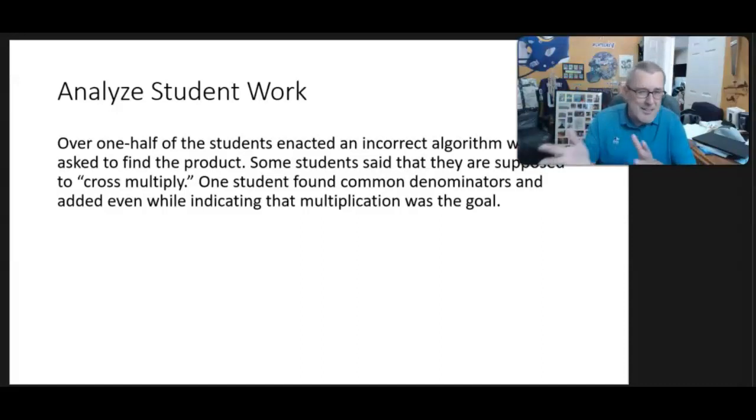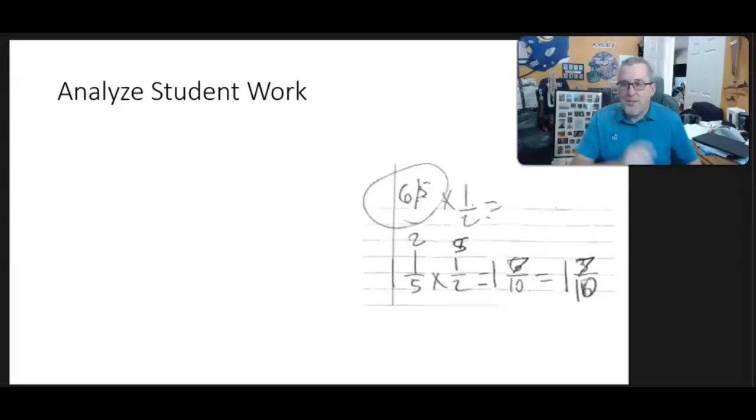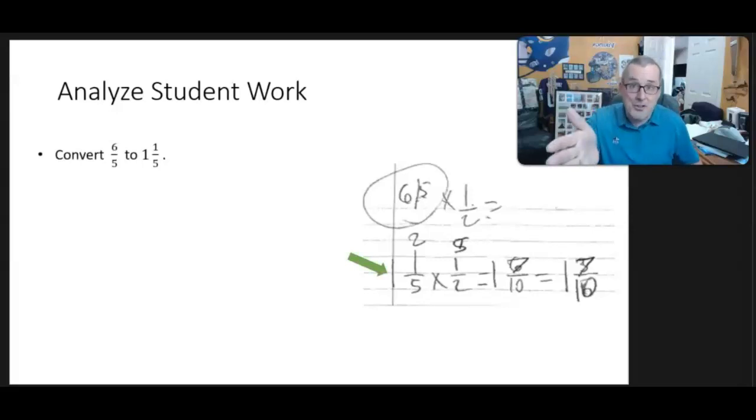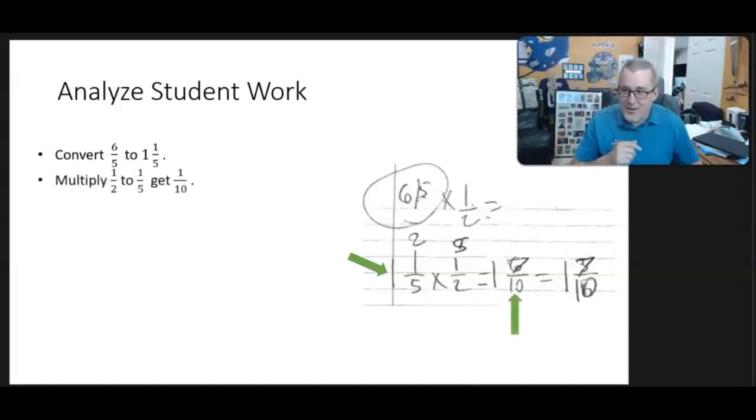I challenged them. I said, what is the problem? Wait, I'm multiplying, so I need a common denominator. And you don't. Half of 6/5 is just 3/5. So we have a problem here with students just learning to kind of blindly follow the rules. In fact, one student did this. He said, first of all, I have to take 6/5 and make it 1 1/5, which is true. You can see that there in the arrow. And then he said, multiply a half times a fifth and get a tenth.